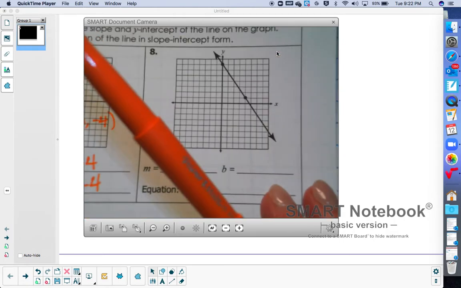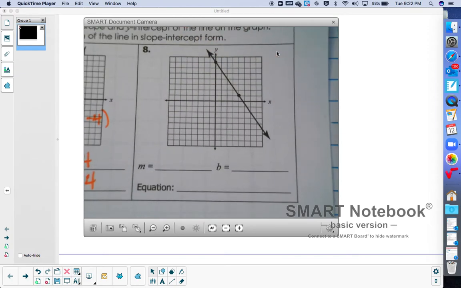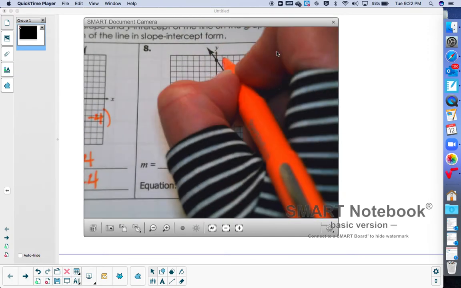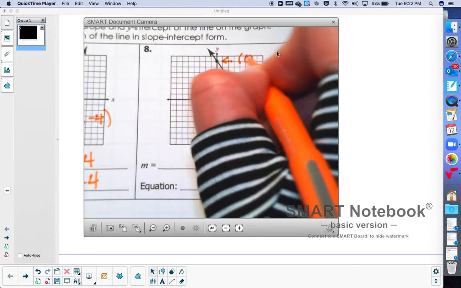Let's look at number 8. So in number 8, this line is crossing the y-axis at the point 0, 7.